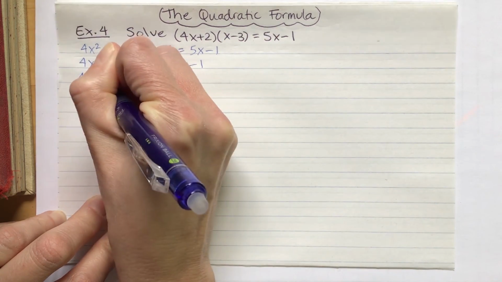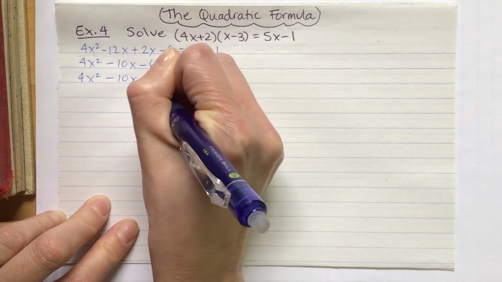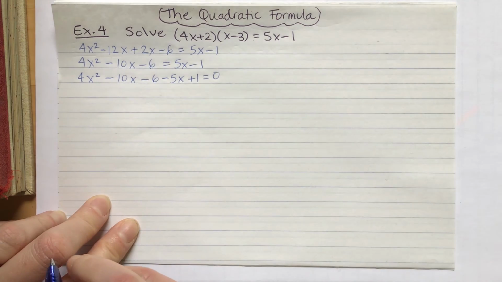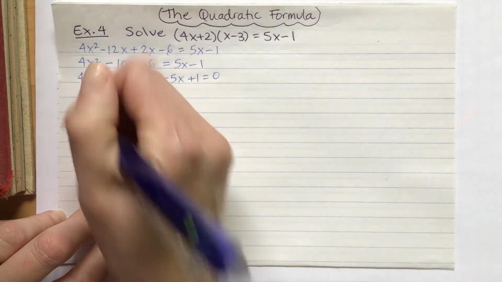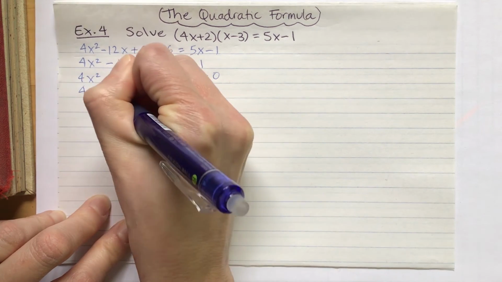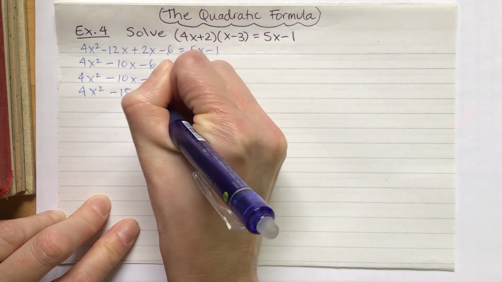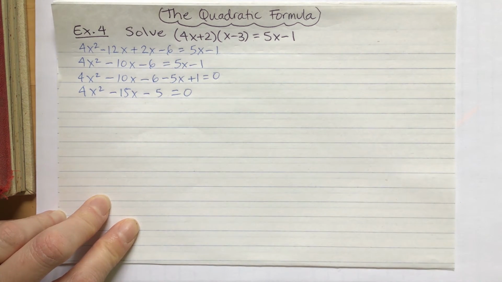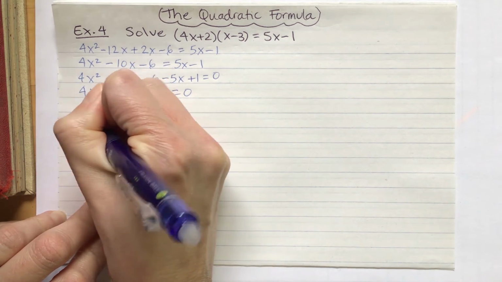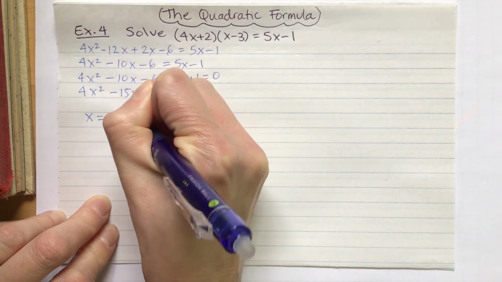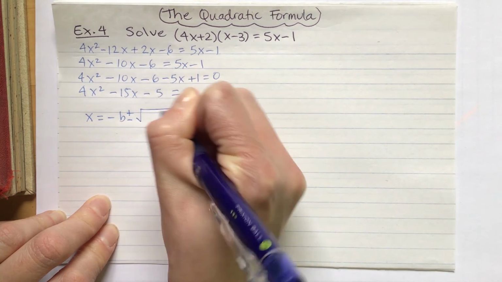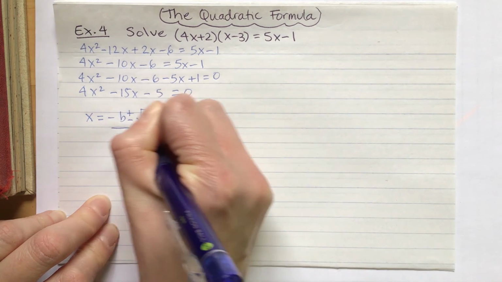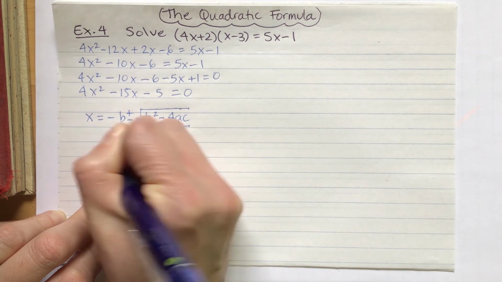We're going to bring over the 5x minus 1 and set that equal to 0. And lastly, we are going to collect our like terms. So we end up with 4x squared minus 15x minus 5, and that is equal to 0. So now we're going to solve for x using the quadratic formula. We're going to start off by writing out the quadratic formula. x is equal to negative b plus or minus the square root of b squared minus 4 times a times c, and all of that divided by 2 times a.